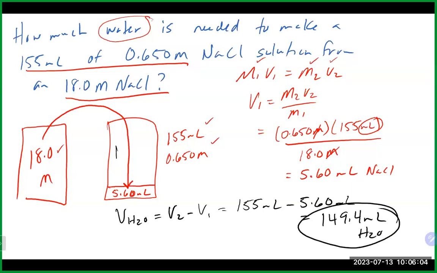So once again, 149.4 milliliters of water. That will give us our total volume of 155 and also the correct concentration when that is all mixed together in this case. Any questions on dilutions? So again, dilutions are pretty straightforward, not too bad. A lot of times people do miss the question about how much water and they just do the M1V1 equals M2V2 calculation and give that as the answer. So make sure you do read it carefully.